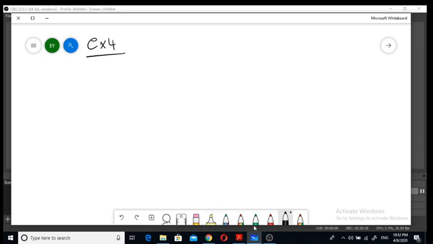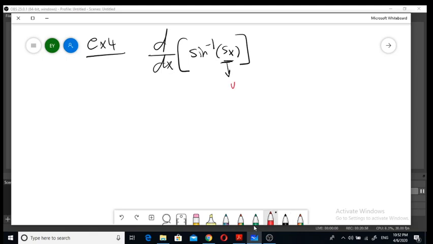Example 4. If we need to find the first derivative of sine inverse of 5x. Here we don't have x, we have 5x. So we can call 5x u. So we are going to use the chain rule because we have composite functions.